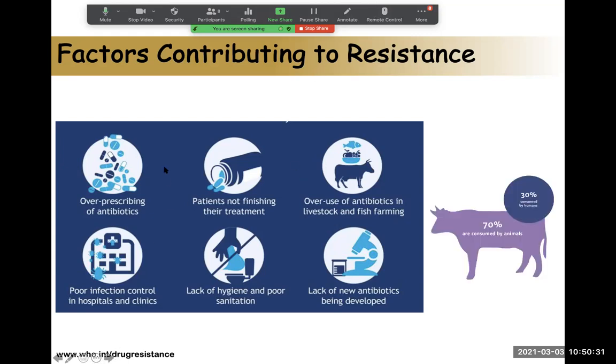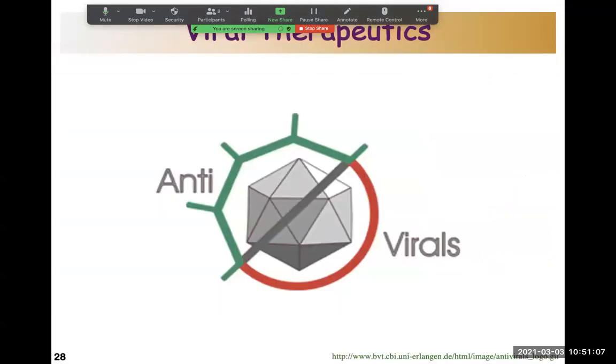So we talked about this livestock use, and in fact, 70% of the antibiotics in the world are consumed by animals, and only 30% are consumed by humans. So in animal husbandry, there's a major need to convince the farmers and all those people to use no antibiotics or less antibiotics. You guys can ask me a question later about the antibiotic-free meat. I can tell you more about that later.